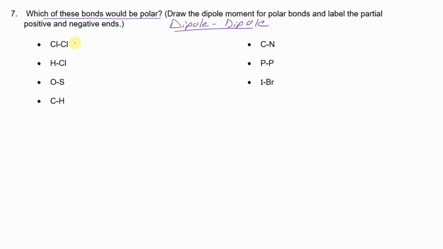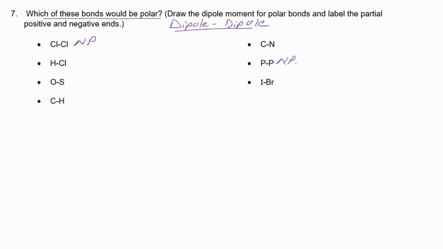I think definitely this one is nonpolar, right? Two chlorines will have the same electronegativity. Any others that you see that would be nonpolar? I see the phosphorus, that would be nonpolar. So these two could not have an intermolecular force of dipole-dipole attractions to other atoms. But all the rest of these could to a certain extent.